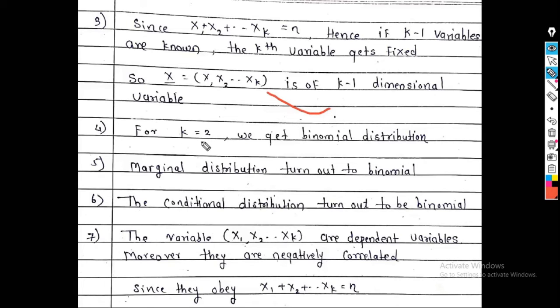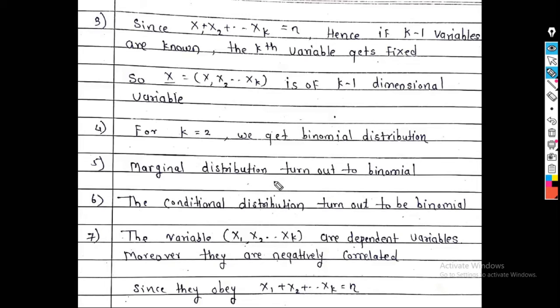For k equal to 2, we get the binomial distribution. Simply, the multinomial distribution is a generalization of the binomial distribution. Then for k equal to 2, we simply get the binomial distribution. Next remark is, the marginal distribution turns out to be binomial. Then the marginal distribution of a single variable, obviously it is binomial.